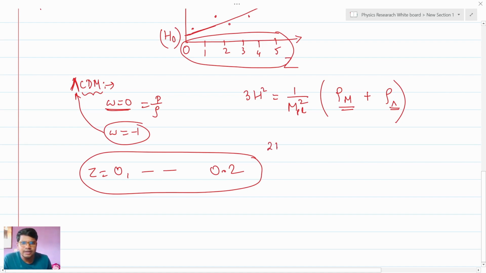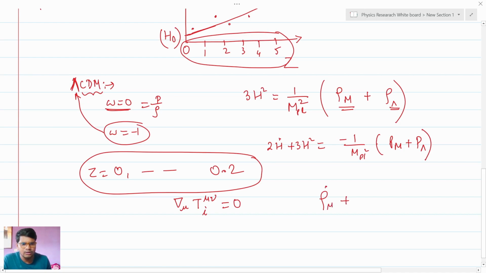And now the second equation, 2Ḣ + 3H², which is called the second Friedmann equation, equals -(1/M_pl²) times the pressure of matter plus the pressure of dark energy, right? Now when you are using the Lambda CDM model, you have two components. So you try to understand the continuity equation, which is given by ∇_μ T^μν = 0 for each component, because they are minimally coupled. So I can have ρ̇_m + 3H(ρ_m + p_m) = 0, and similarly ρ̇_Λ + 3H(ρ_Λ + p_Λ) = 0.